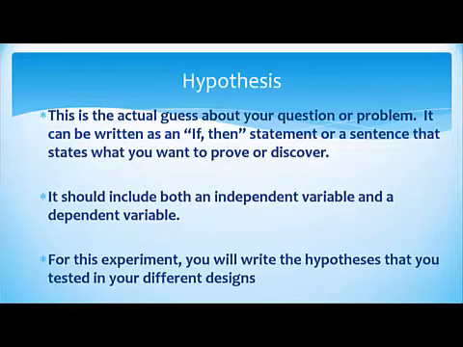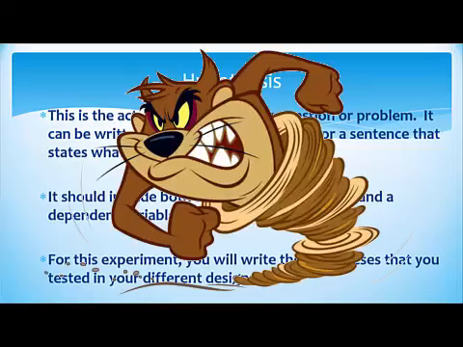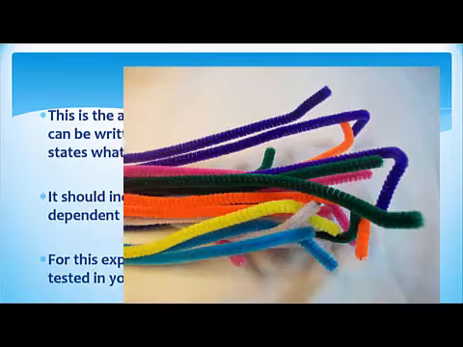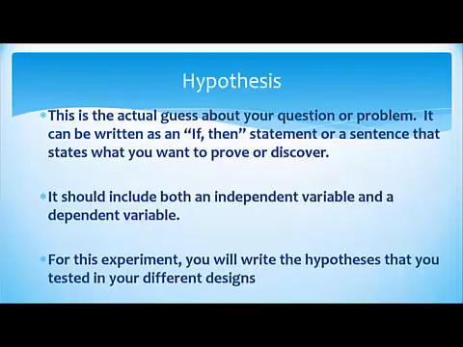For this particular experiment, the ManipulatAIRS lab, you'll write the hypotheses that you tested in your different designs. What I should see in this section is an overall change in your thought process. Your first test, you might put a hypothesis on there. Let's say you're doing the Tasmanian devil, and you thought, well, if we add a whole bunch of frilly pipe cleaners, then it will spin around really quickly. Your independent variable would be adding a bunch of pipe cleaners. Your dependent variable would be that it will spin around quickly.